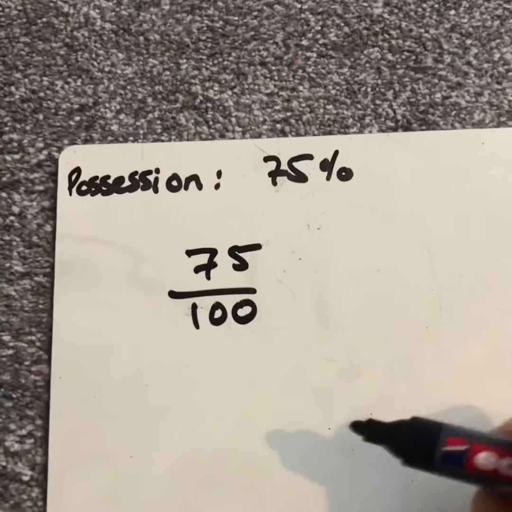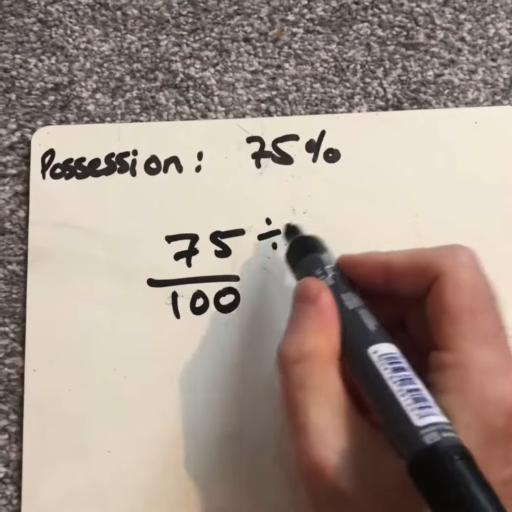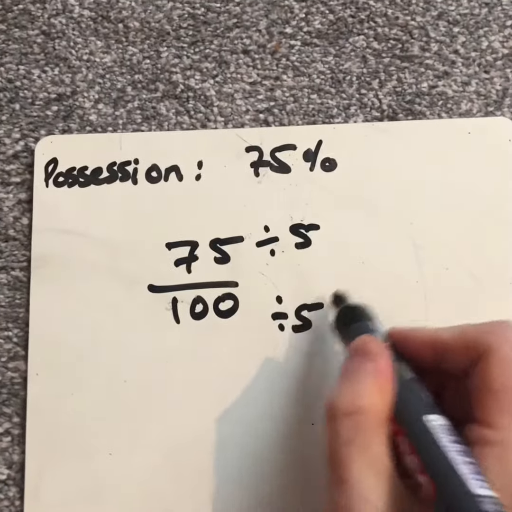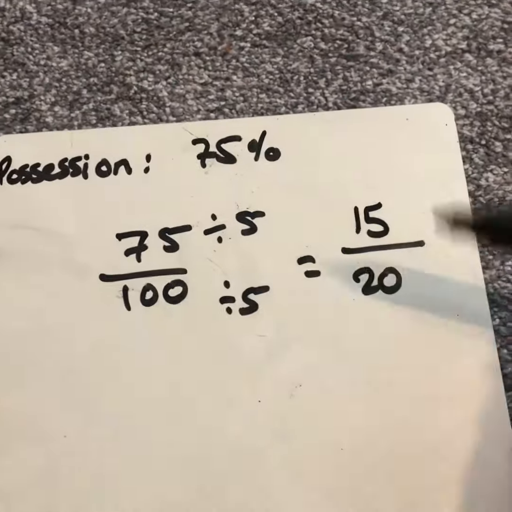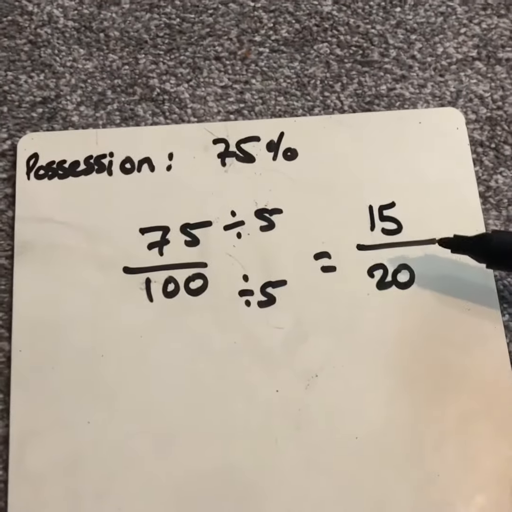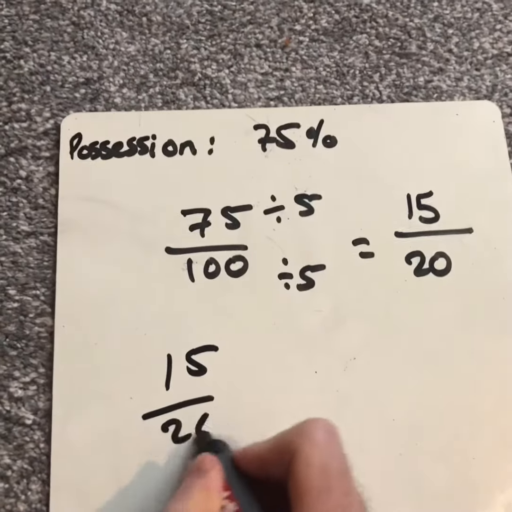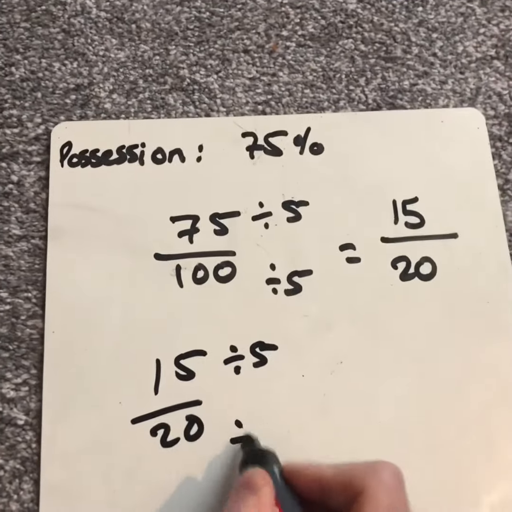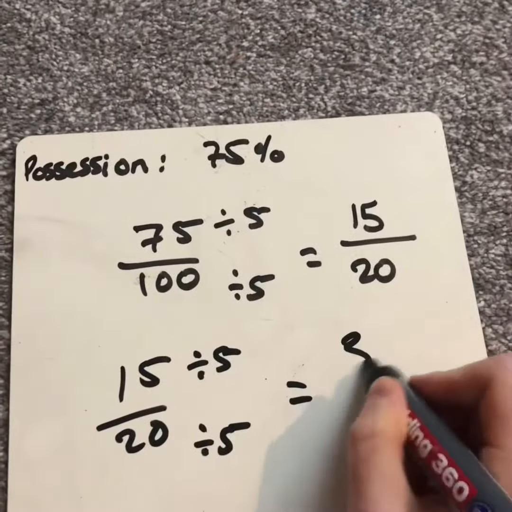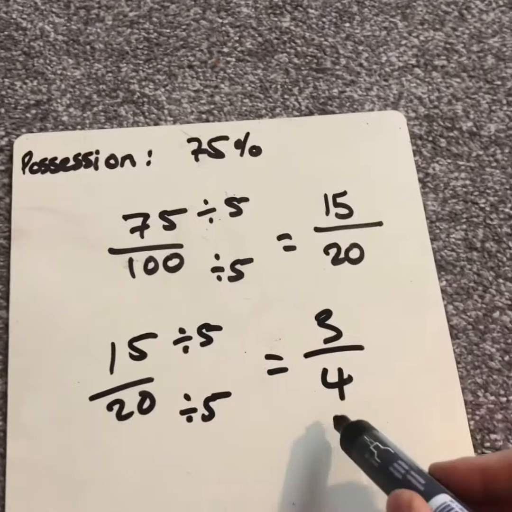But that seems a bit big, so I could simplify it. I could divide the top and the bottom by 5. That goes into both. Which gets me to 15 over 20, but I could make that smaller again. I could divide by 5 again, so 15 over 20, divide the bottom and the top by 5. That gets me to 3 over 4, 3/4.